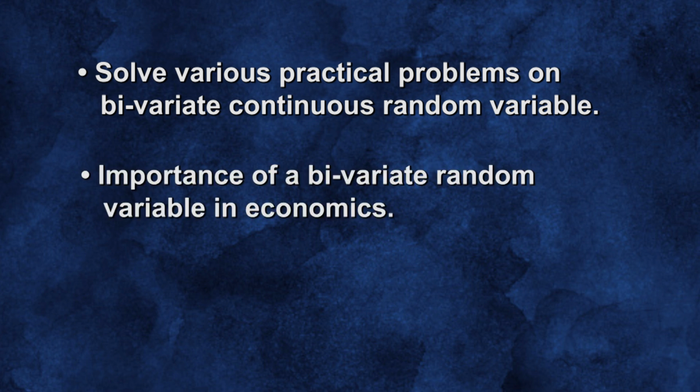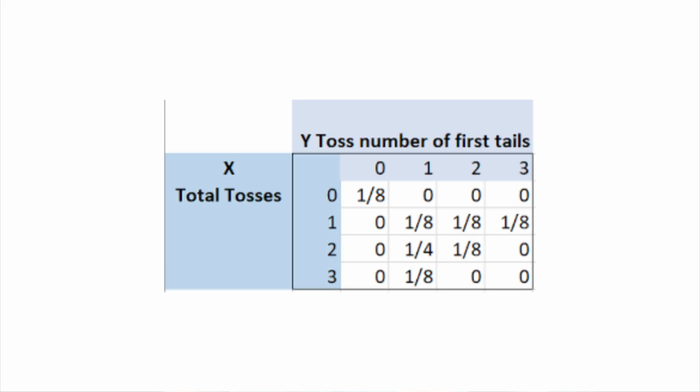Importance of a bivariate random variable in economics. In the previous module, we have understood the concept of a bivariate random variable, what is the probability mass function of a bivariate random variable, its distribution function, and then solved some problems on these concepts. Finally, we tried to understand the application of the bivariate distribution in various domains of economics.